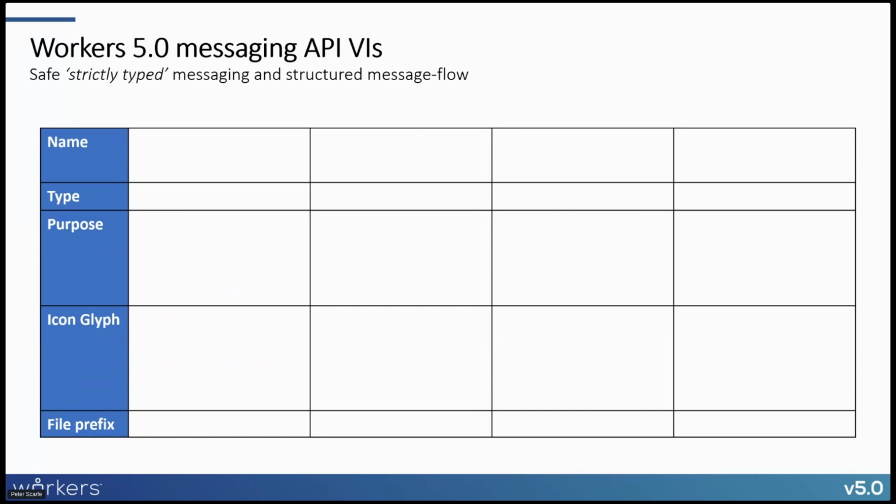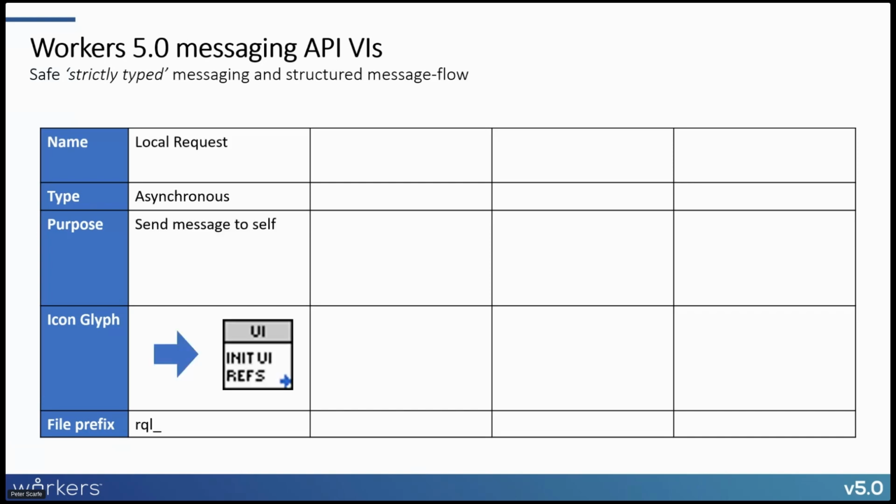There are 4 types of messaging API VIs that you can create in Workers 5, and each VI is strictly typed in terms of both message data and the worker you want to send the message to. Firstly, we have a local request, which is an asynchronous message that a worker can send to itself. Local request VIs and type defs use this blue sideways facing arrow glyph on their icons and take the file name prefix RQL to help you identify the purpose of the VI by both its icon and file name.